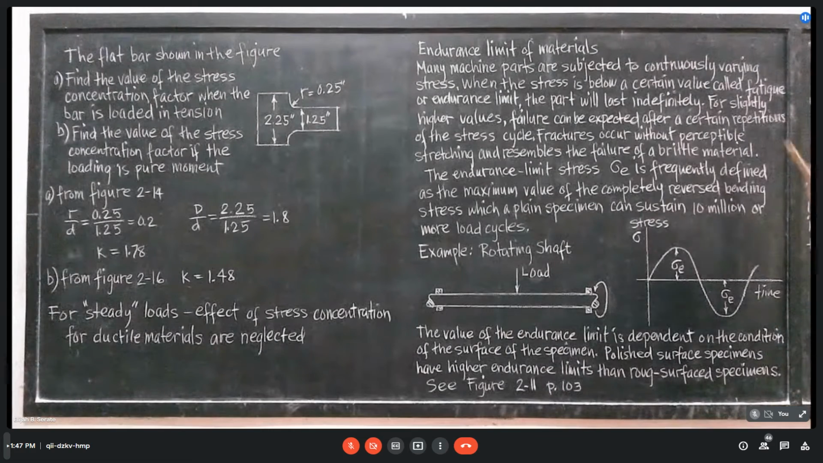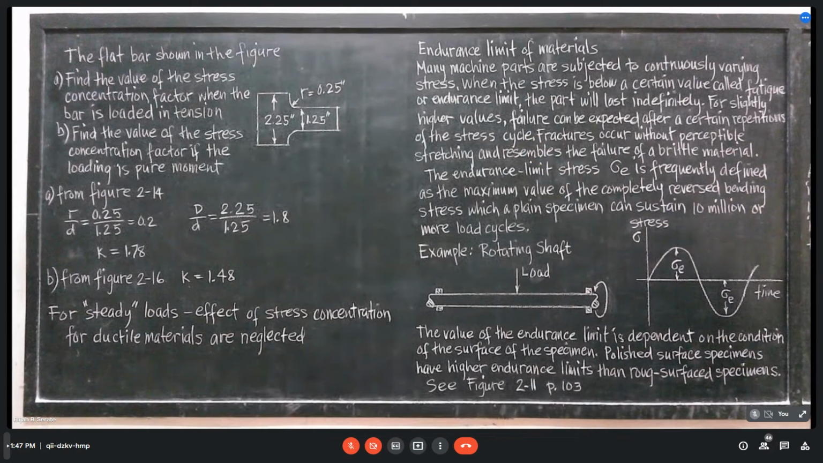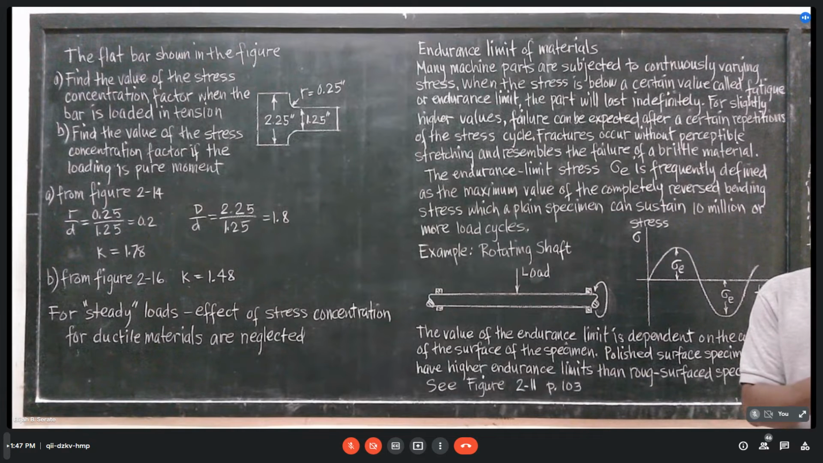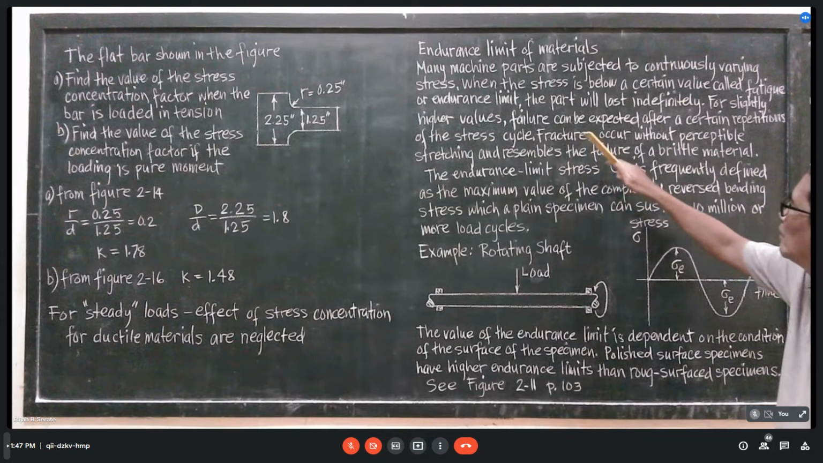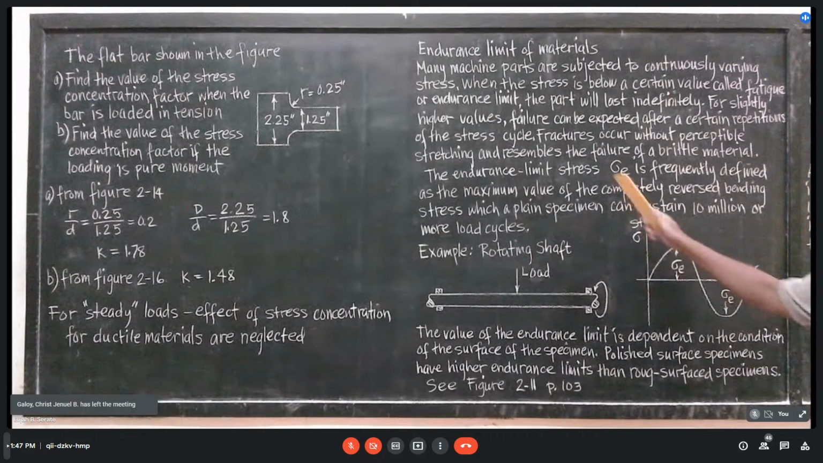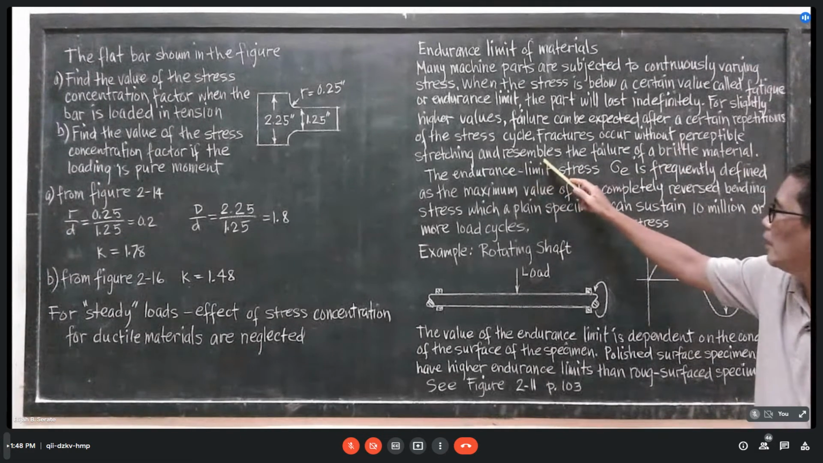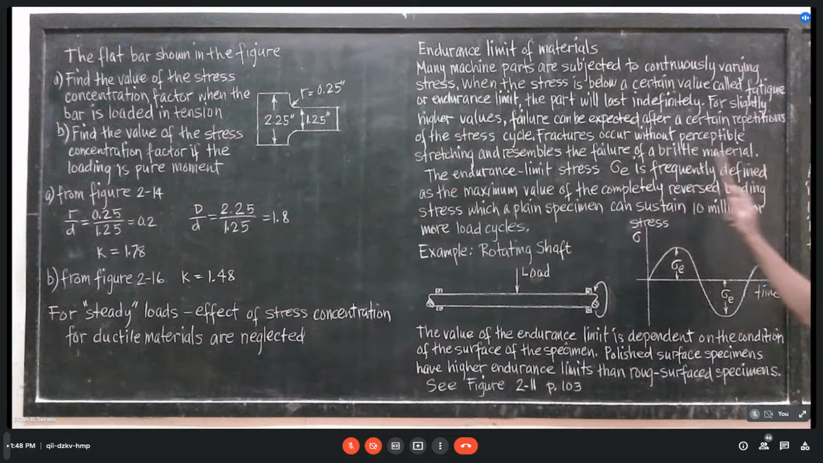Okay? So, for slightly higher values, failure can be expected after a certain repetition of the stress cycle. And then, fractures will occur. Fractures, it breaks, no? Just like a brittle material. So, fractures, like a bone that fractures, it breaks, right? Those who are familiar with broken bones. So, fracture is, it will break. Okay, so, fractures will occur without perceptible stretching, resembling the failure of a brittle material.